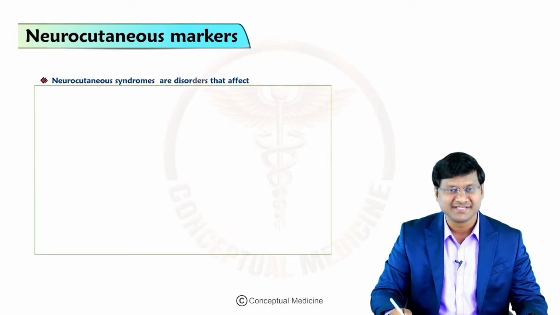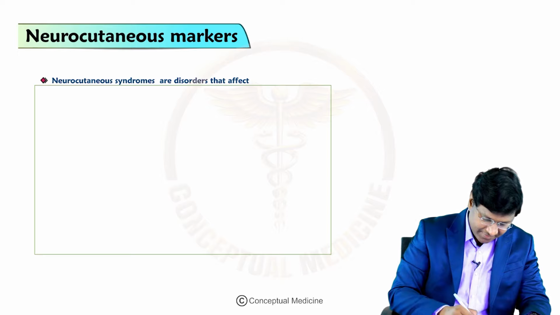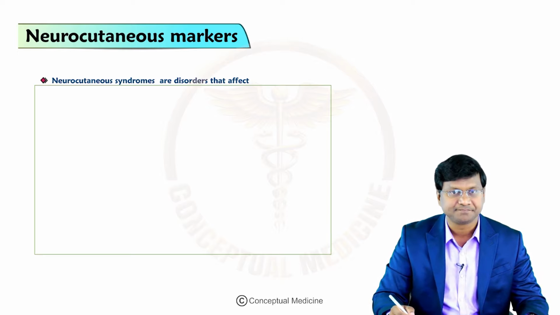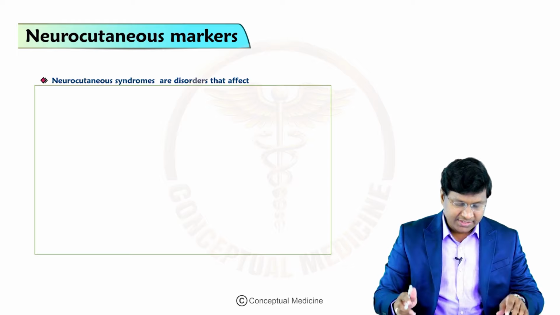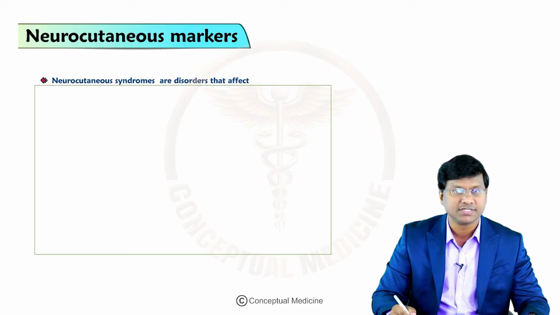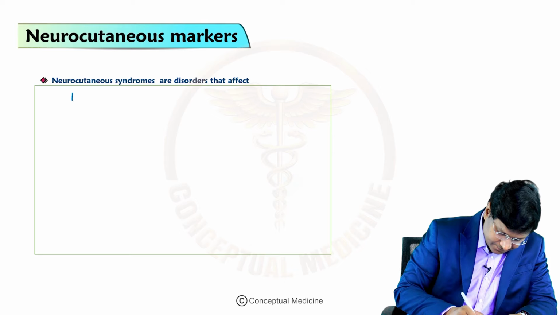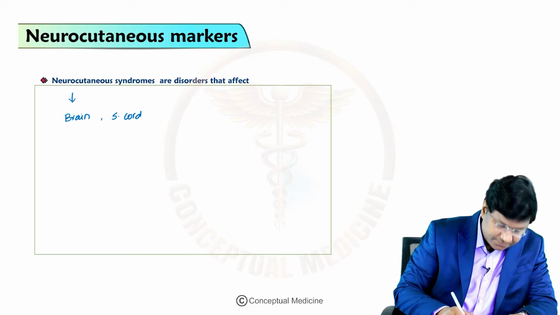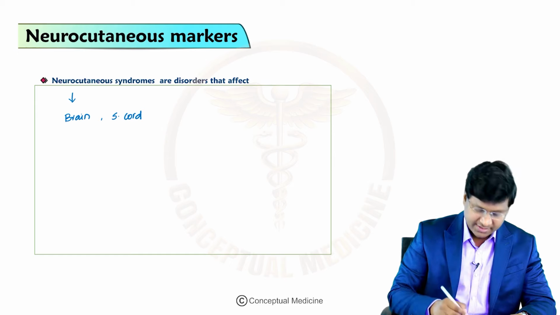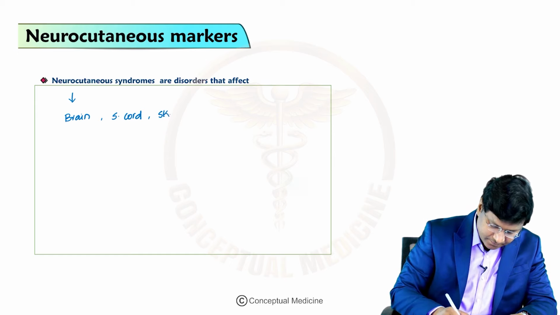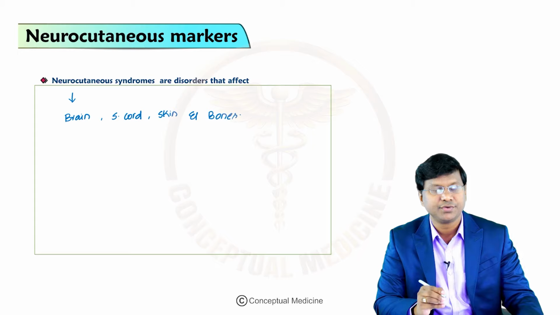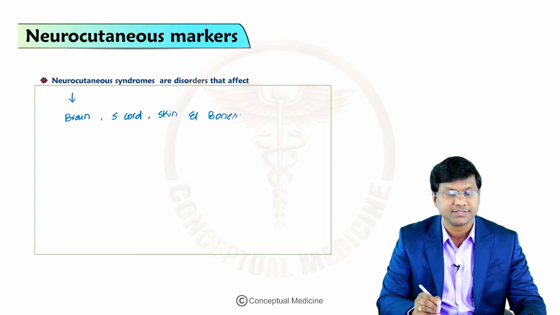So in this session I will be discussing a very important topic in neurology, that is the neurocutaneous markers. So what exactly are these neurocutaneous markers? These are the disorders that affect the brain, spinal cord, and skin as well as bones. So these are the neurocutaneous syndromes or the neurocutaneous markers.